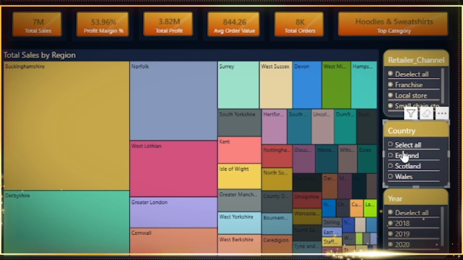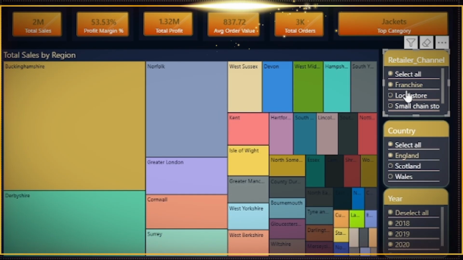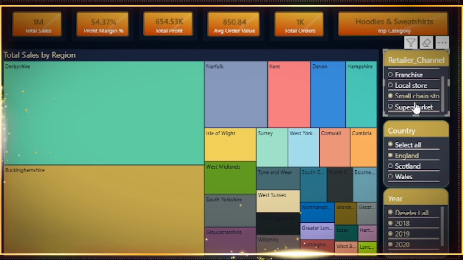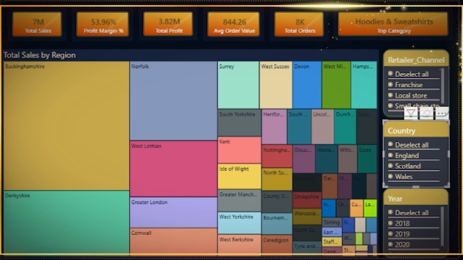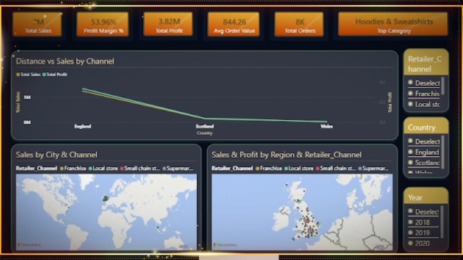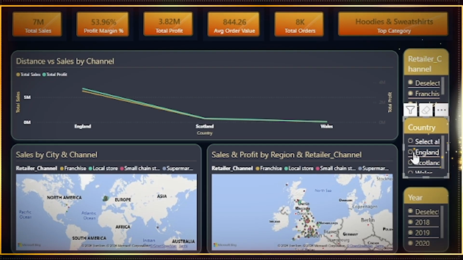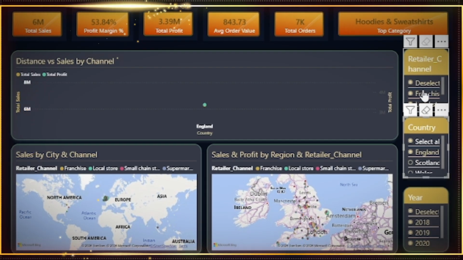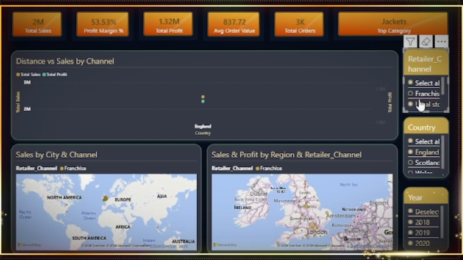I used ranks and DAX to build this dynamic top 10 ranking, so it automatically updates when you filter by year, country, or channel. Now, the discount analysis. This is where things get interesting. The average discount across all orders is 22%, costing the business £1.2 million in revenue annually. And the scatter analysis reveals a critical insight: products with discount rates above 60% did not consistently generate higher sales volumes. Deep discounting is eroding margins without earning proportional volume gains. That's a pricing strategy problem, and this dashboard makes it visible.